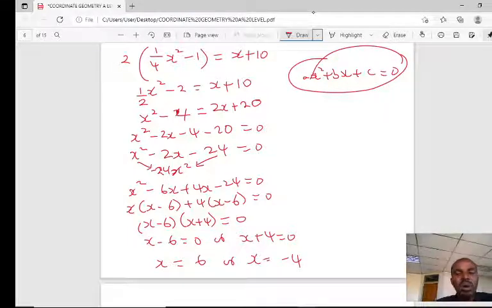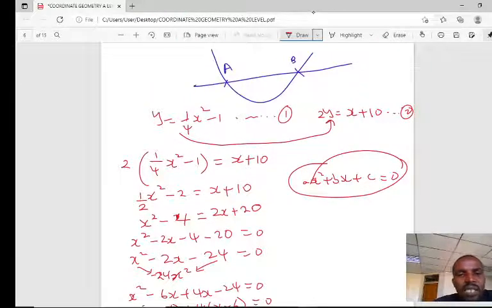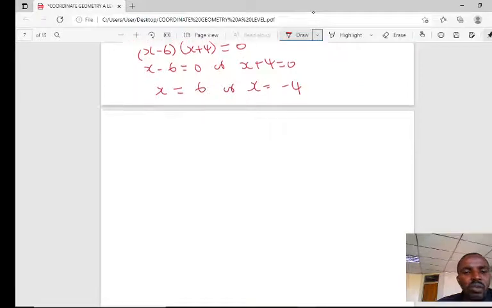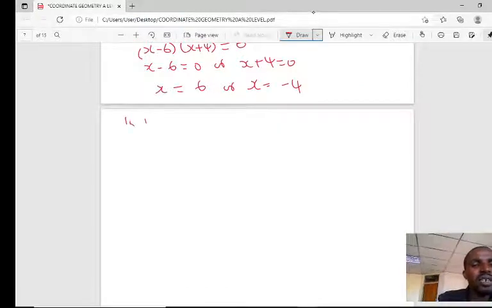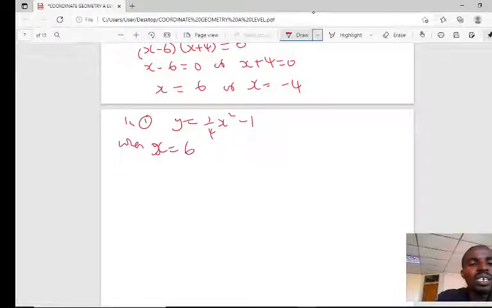Right. Now we have the x coordinates. What are left are the y coordinates. So you go up to your equations. You can take any equation. Let me take equation 1. This one. Y is equal to 1 quarter x squared minus 1. Let me take this one. Right. First, when x is equal to 6, what will be y?